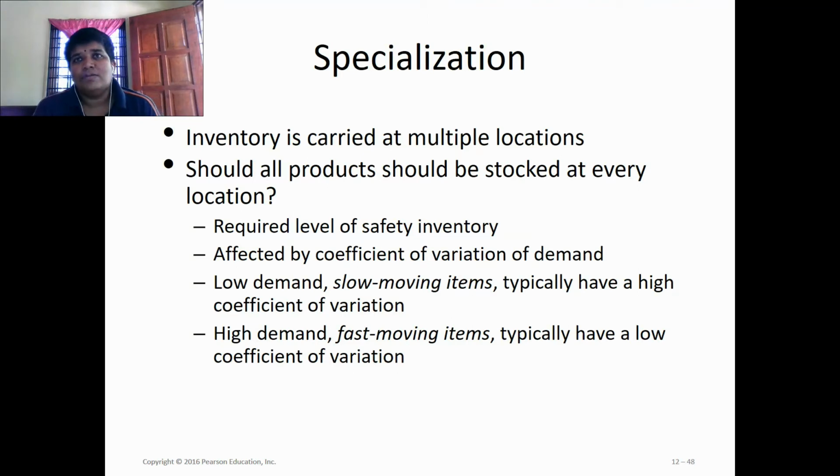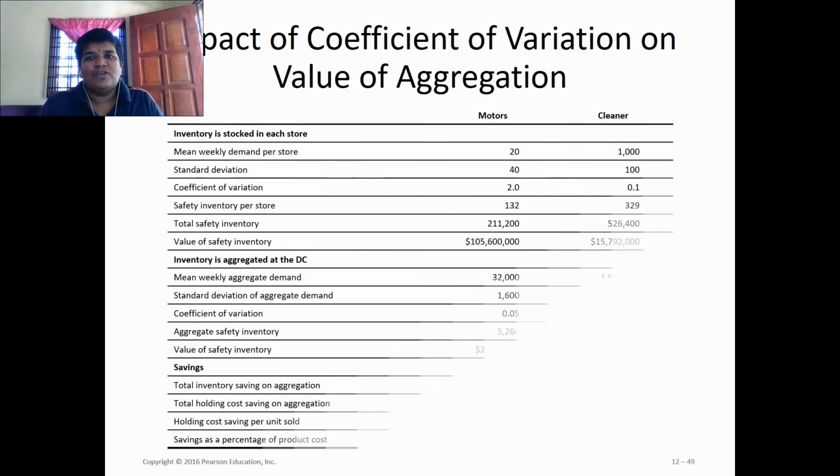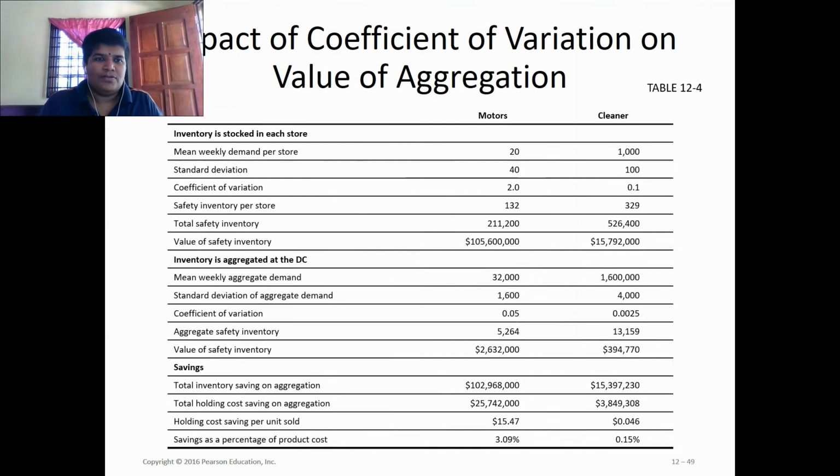So again, like I mentioned earlier, it depends on the nature of the product, how fast the item is moving. So we have to take a lot of factors into account when we want to save on inventory. Okay, impact of coefficient of variation on value accumulation.